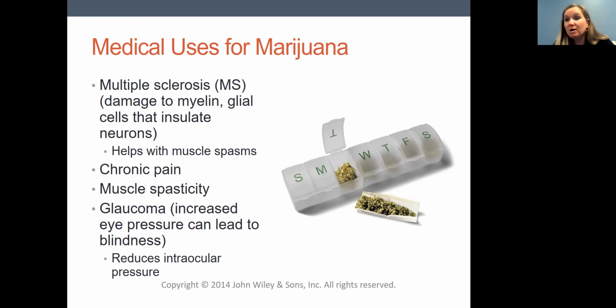And marijuana or the synthetic versions also really seem to be helpful in pain conditions. And that pain can come from a variety of sources. It can come from a chronic injury, it can come from cancer, it can come from lots of different ways. Muscle spasms, again, useful, and glaucoma.